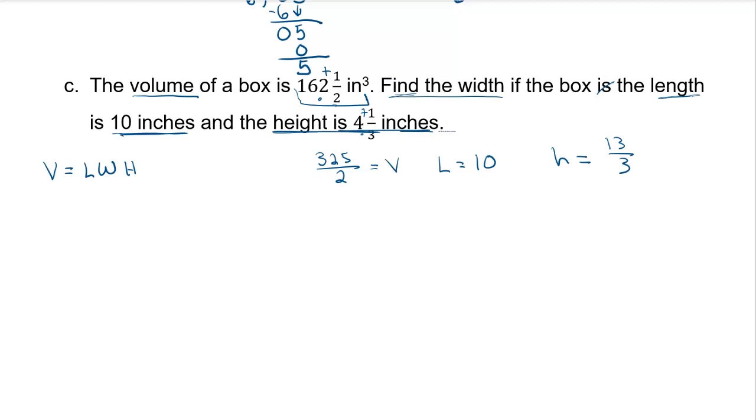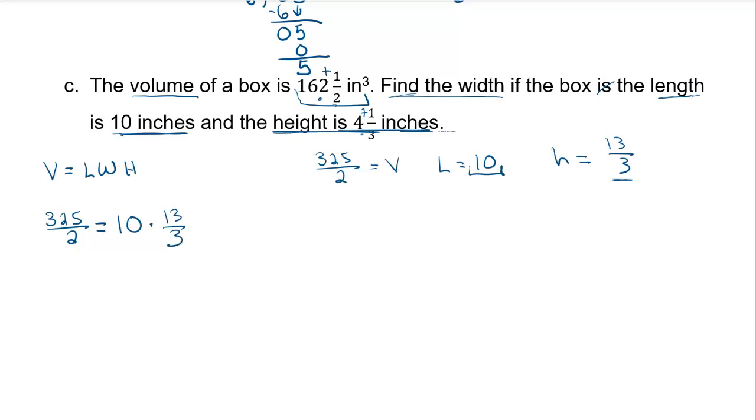Remember, variables are interchangeable. So I've been given my volume of 325 over 2. That equals, well, I've got 10 times, now let's see, they gave me height, but again, this is all multiplication, so it can be written in any order. So I'm going to go ahead and do 10 times my 13 over 3.